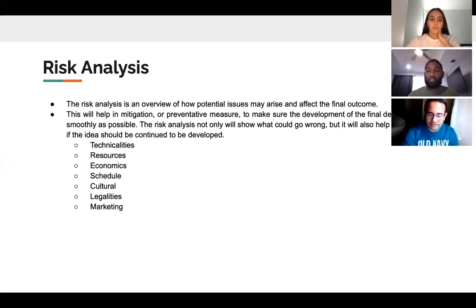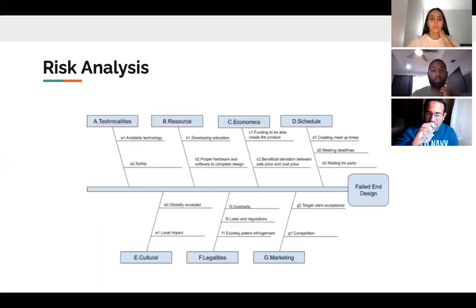The different stages we took to identify these are technicalities, resources, economics, scheduling, cultural, legalities, and marketing. So in here, we have this fishbone diagram, which basically is going to outline all the potential risks that we can foresee right now. Under technicalities, we have, is the technology available today? As well as the safety. So creating the device, is that going to cause any safety concerns?